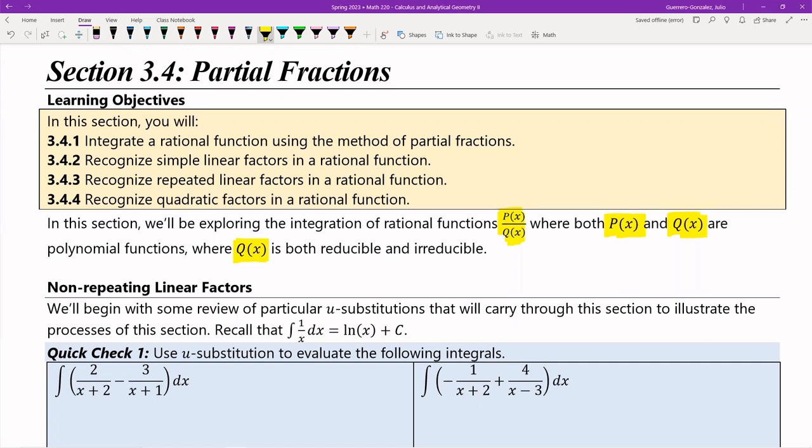We can factor them out or not. So these are the particular functions that we're going to be looking at today, in particular how to take the integral for them. So let's go ahead and get started.